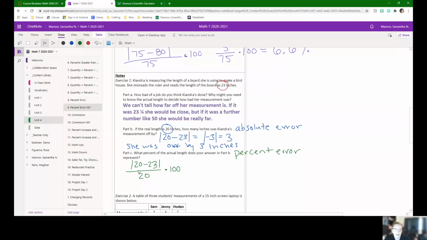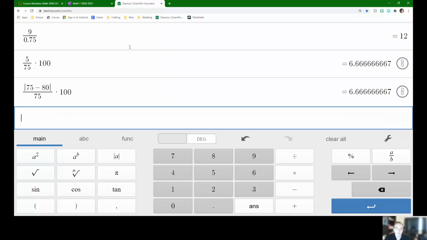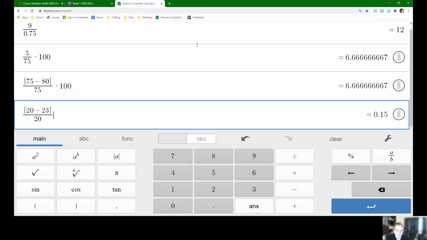So let's just practice typing this into our calculator exactly as we see it, so we get comfortable with the calculator. So why don't you pause this video and try typing this into Desmos yourself. Okay, so let's do it now together. Hopefully you get the same answer as me, and if not, let's go back and check and see maybe what we typed in wrong. So we have the absolute value of 20 minus 23, all divided by 20, and then this whole thing times 100.